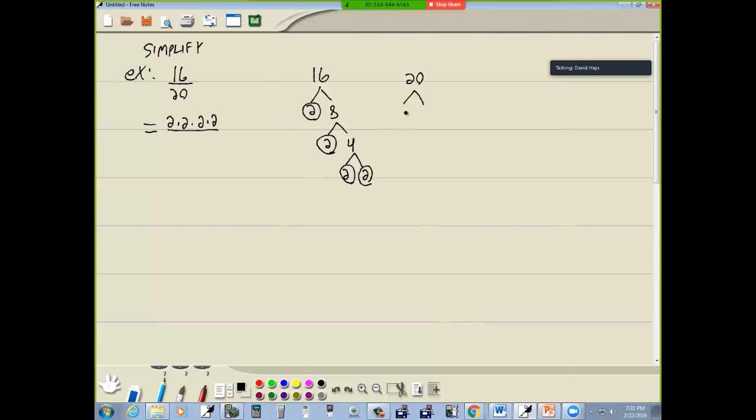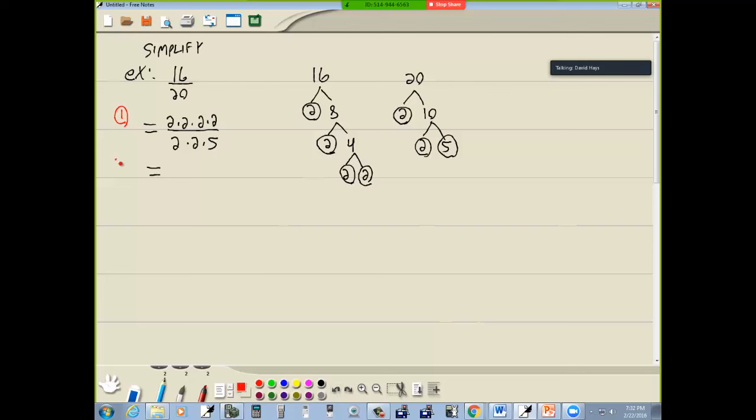Now 20 is divisible by 2. 2 times 10. 2's prime, so I circle it. 10 is divisible by 2. 2 times 5. 2's prime, so I circle it. But also 5's prime, so I circle it. So this will be 2 times 2 times 5. That's step 1. Write the prime factorization at the top and at the bottom.